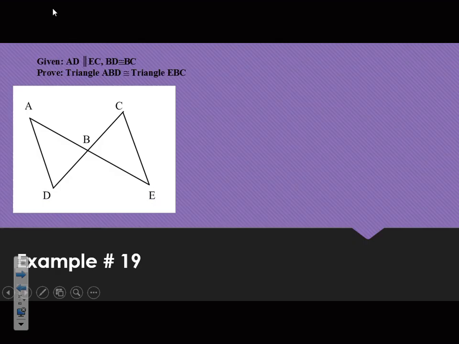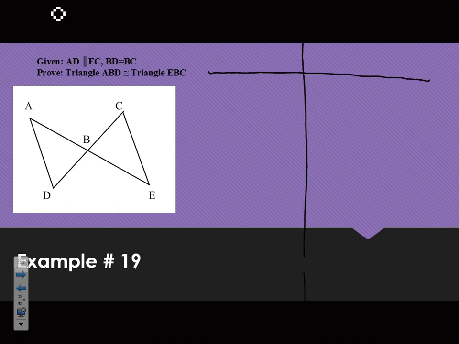Alright, here we go. Number 19 in your packet looks like this. Now I make you do everything, draw a line, everything. It goes in right away. Statement. Reason.